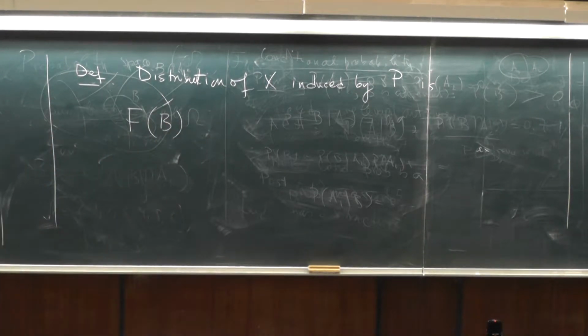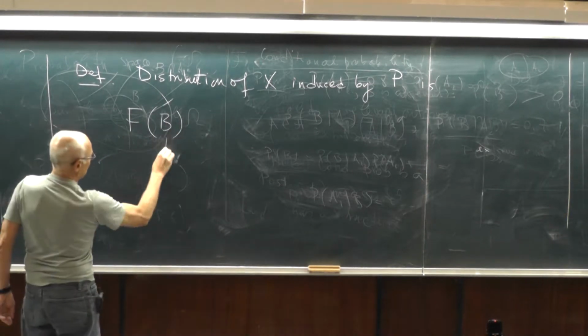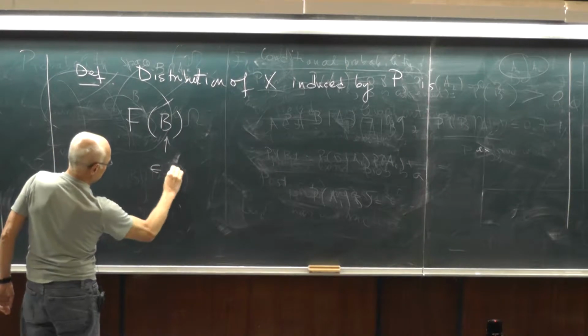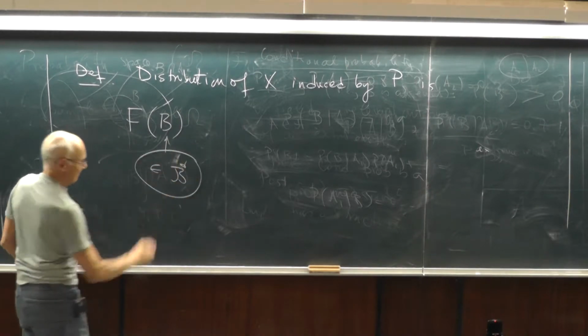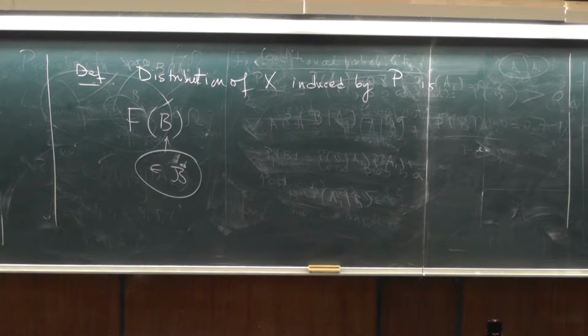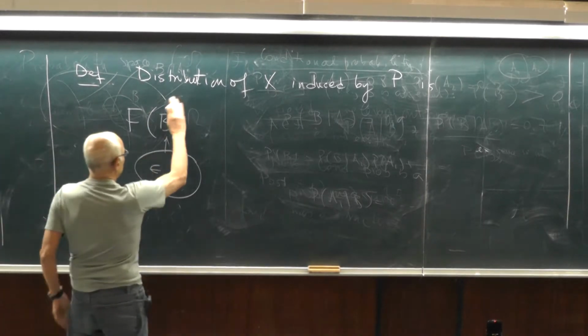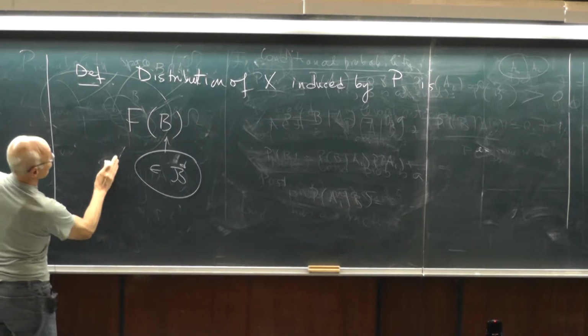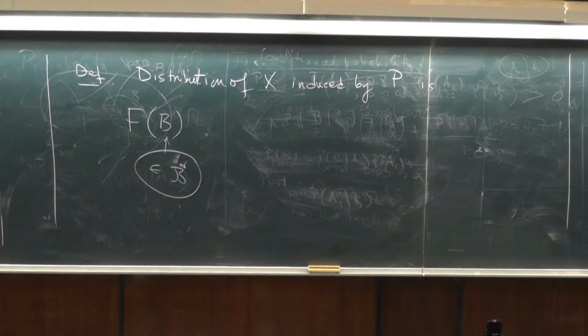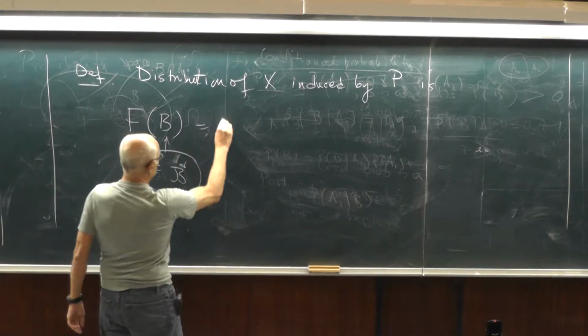F of b, it's any Borel set. And just bear with me for one more minute, and then we get on ground which is much more familiar to you. So this is called, I already wrote, the distribution of x induced by P, which is the following.